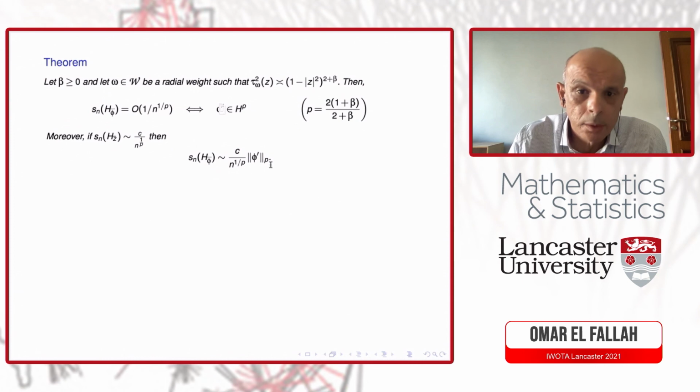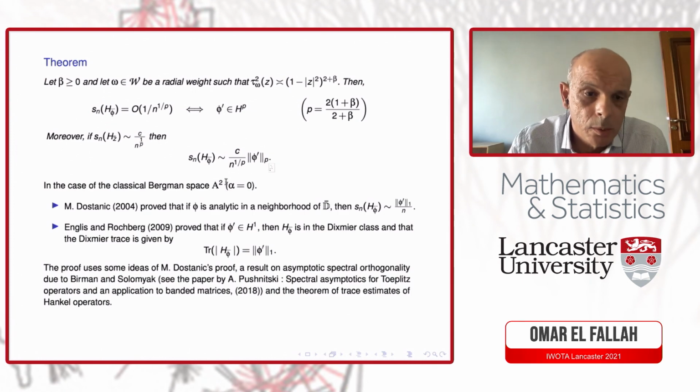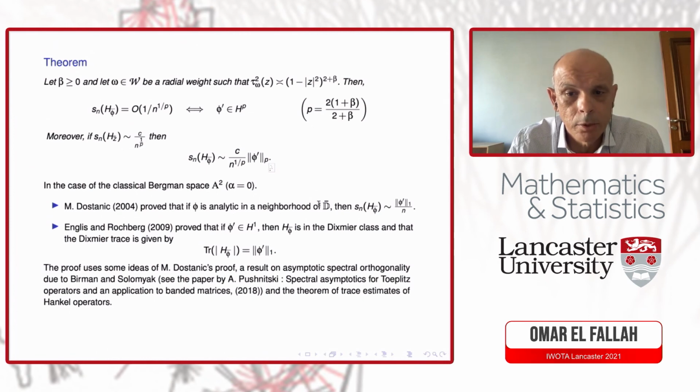This result is known in some particular cases. Dostanić in '24 proved that if phi is analytic in a neighborhood of D bar, then we have this result. Why? He needs phi to be very regular up to the boundary. At least the second derivative must be continuous or something like this.